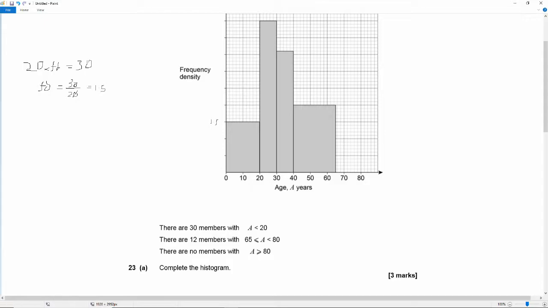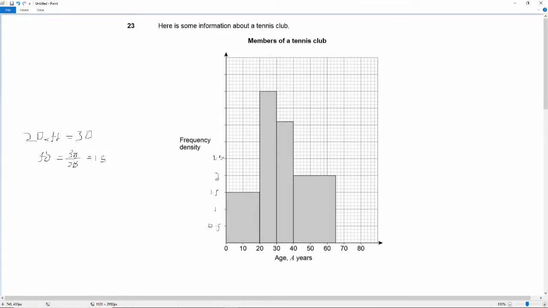So if this is 1.5, then we see clearly this is going up in halves, so this is 0.5, 1, so this will be 2, 2.5, 3, 3.5, 4, and 4.5. That's as high as it needs to go.